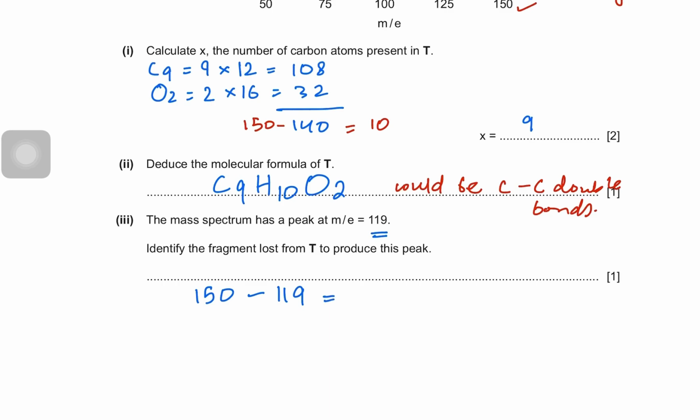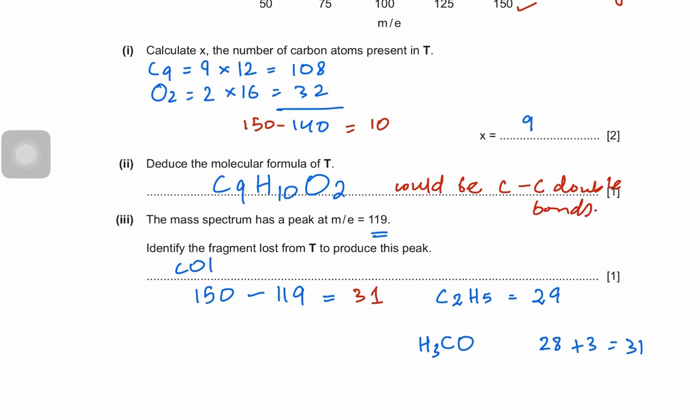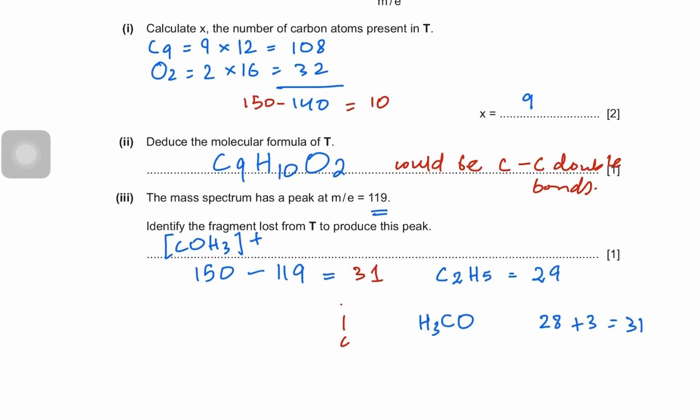Now the last part is concerned with the mass spectrum having a peak at 119. So if 150 was the molecular ion and you can see 119 is there, what has been lost? So 31 units have been lost. In order to compensate for 31 units, C2H5 comes to mind. But that is 29 units of mass, so that does not fit here. Make a CO and let's put 3 H's around it, so that will give you a mass of 31 units. That is a better explanation here because CH3O gives you a mass of 31. Maybe this is the part that has been lost.